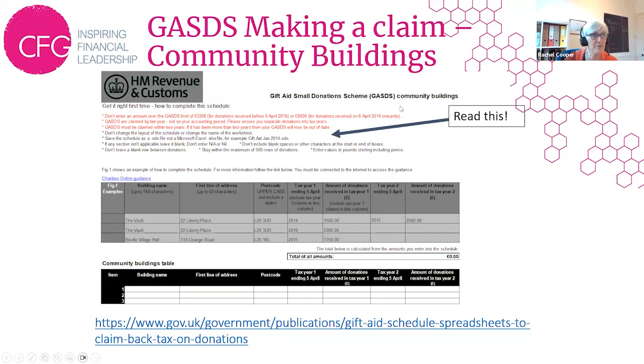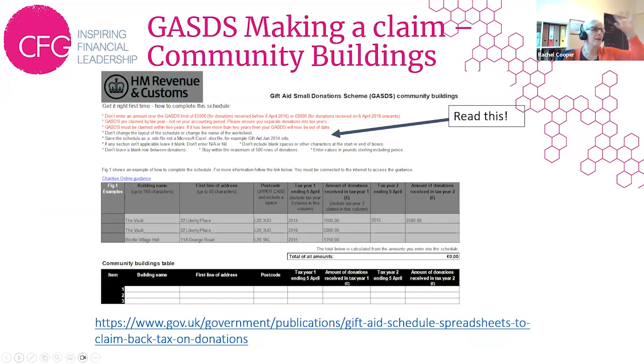Because they do have a separate form for the Gift Aid small donation scheme if it is relating to community buildings. And you have to tell them some things about the community building, like where the community building is, what its postcode is, what tax year you're talking about, and how much was collected within that community building. But again, they give you really clear guidance on it. And I'm not going to go into this one so much because I think it's not so common. And if you know about community buildings, you will have gone into it in detail. But just for completeness, because I'm a pedant. It's good to know. So, yes, those are the forms.